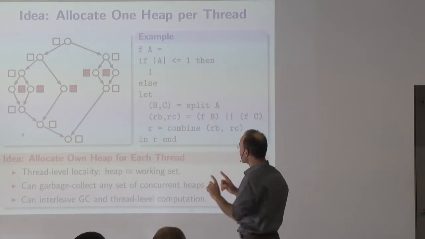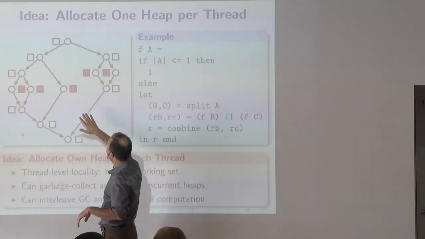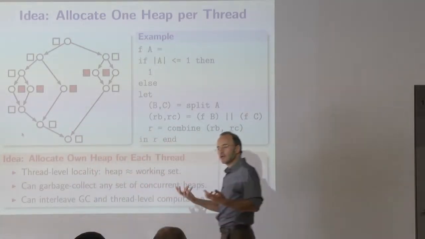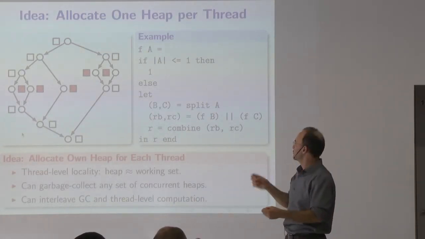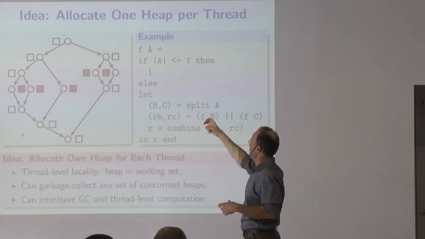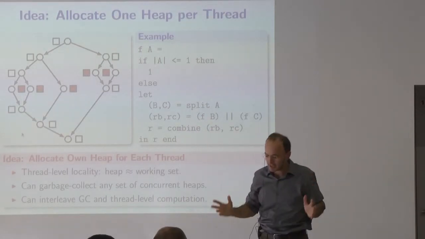Okay? Furthermore, I can interleave the GC and the computation in any way that I like. These pieces can be collected in essentially any order. So that can collect, it can run, it can collect, etc. They're all independent.